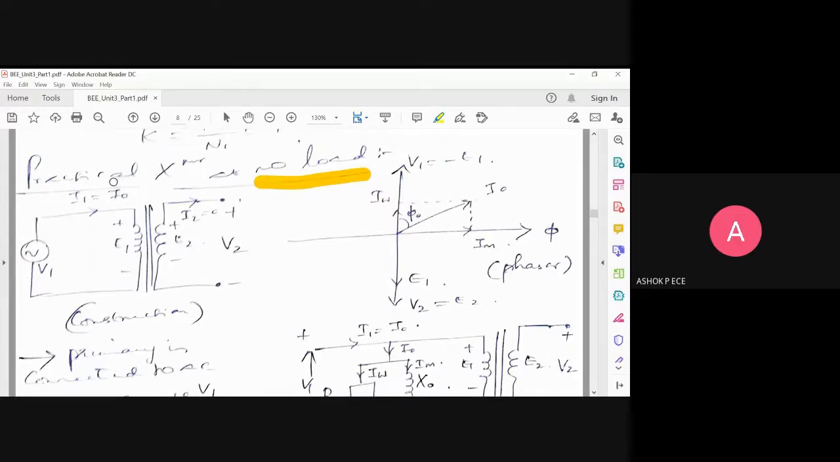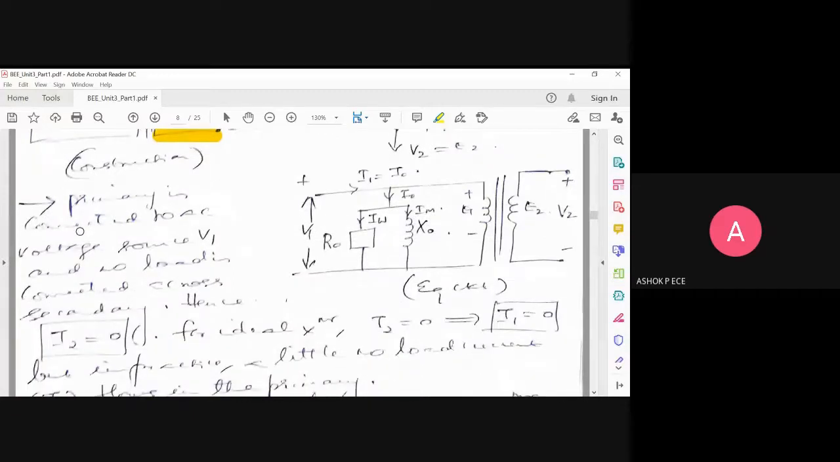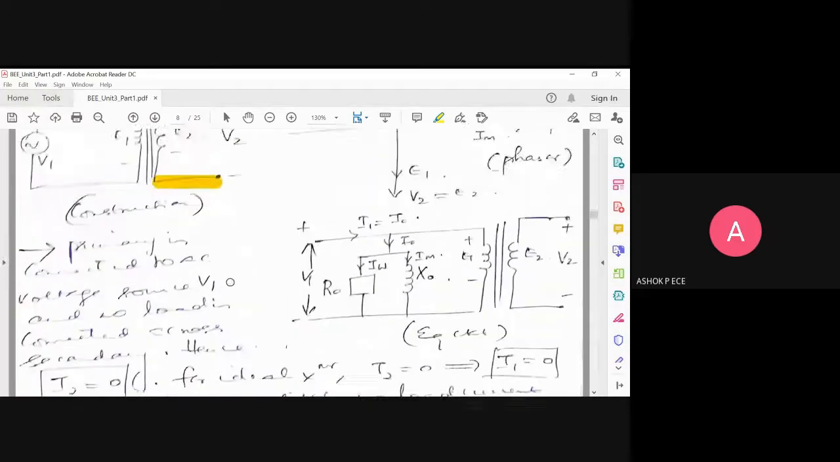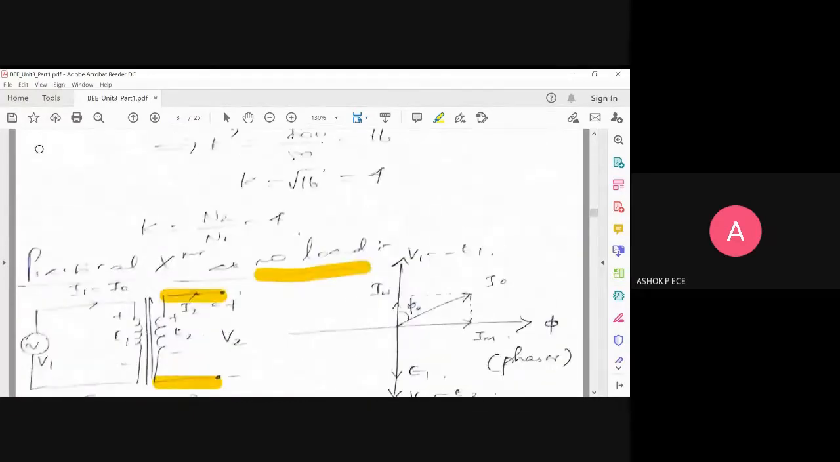Okay, so see here, practical transformer at no load means on the primary side I am connecting the primary to the AC input V1 and the secondary is left open. When I have removed my load, the secondary is left open. In an open circuit, no current is going to flow, so I2 will be equal to 0. That is what is given here. So for an ideal transformer, K will be equal to I2 by I1, correct?